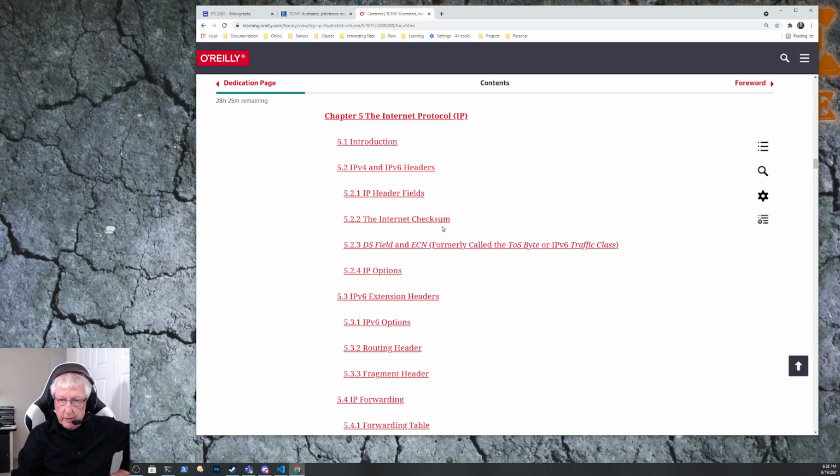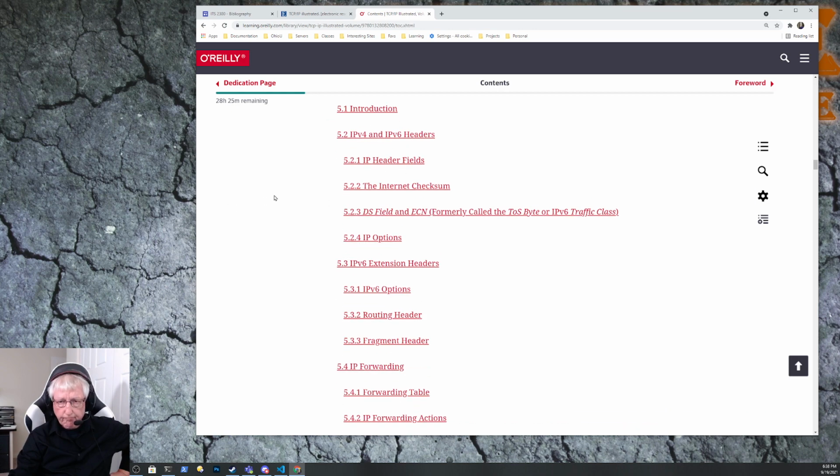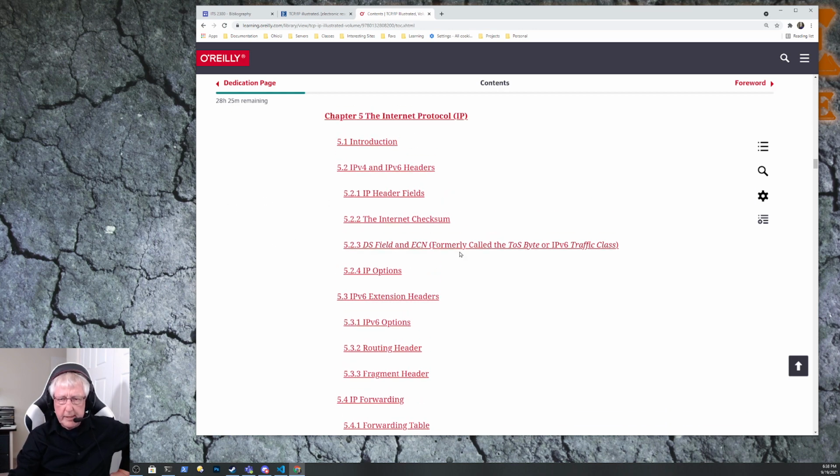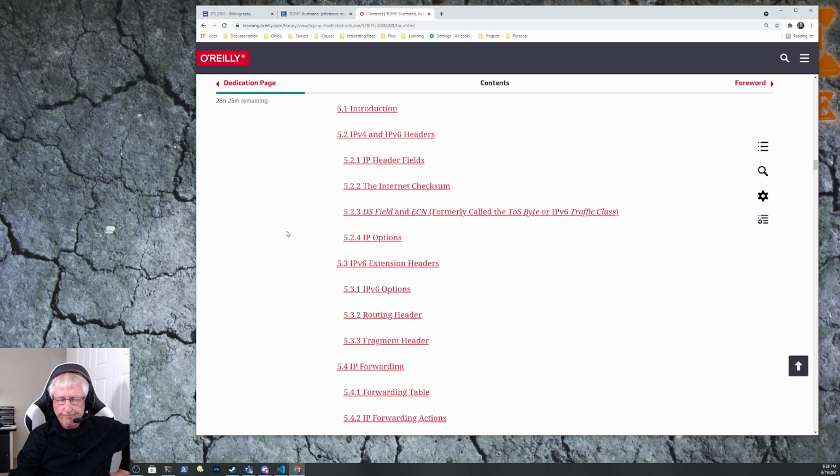You can safely ignore the internet checksum. It's a pretty technical section, well beyond what we need, other than what you read in the header fields description. Same thing for the DS and ECN fields. It's not that they're not important, but they're sort of secondary and not in super wide use.